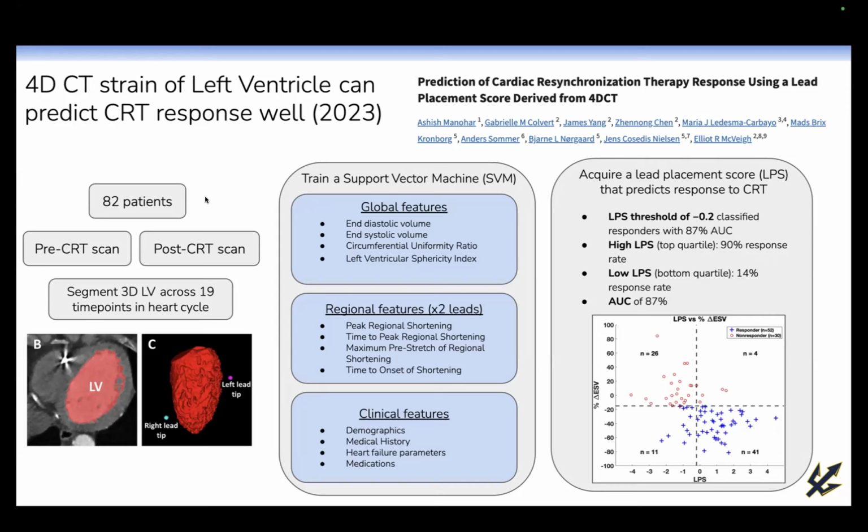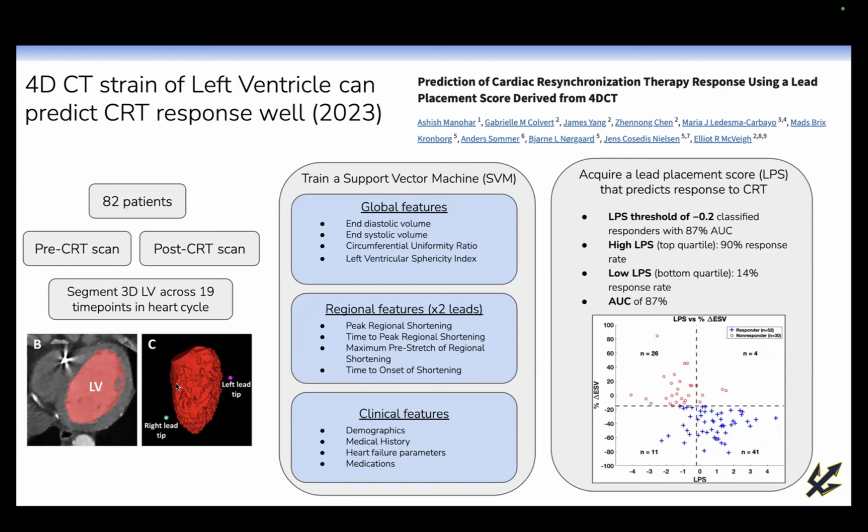In the study, there were 82 patients; originally there were 182, but it got down to 82 after they made the metrics more consistent. These subjects were from the imaging CRT trial and underwent 4D CT scans before and 6 months after CRT implantation. The authors retrospectively analyzed the data and used a 3D segmentation model to segment the left ventricle across 19 time points spanning the heart cycle for each of the patients.